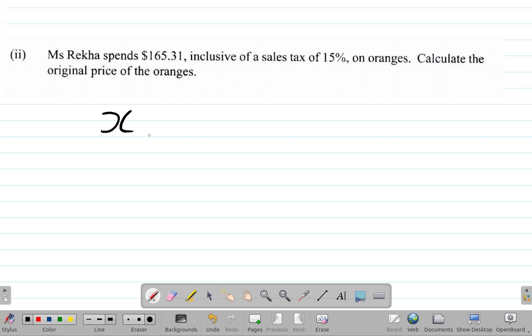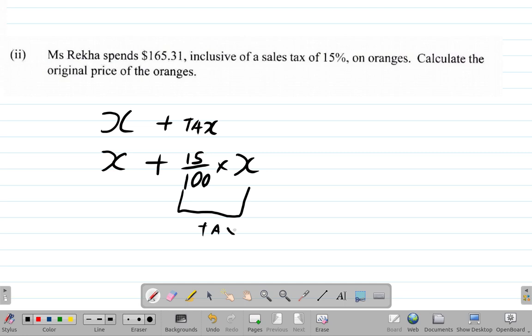But when you're going to add the tax to it, you say X plus tax. The tax is 15% of the price, so you say X plus 15% of what? Of X, whatever X is. So remember, this part is the tax. Alright? X is the original price and this part is the tax.